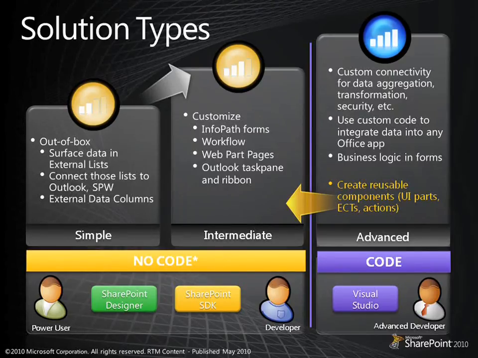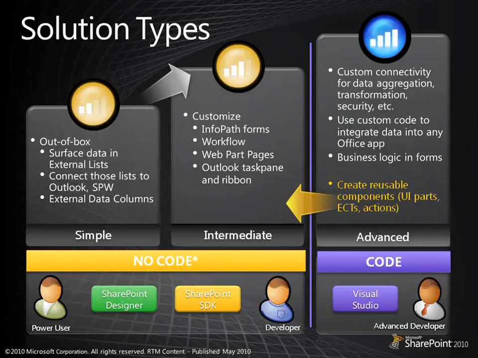As we move into the intermediate space, we expect to see more sophisticated power users and developers get involved to help create more highly customized applications. For example, we expect to see them using InfoPath forms to customize list forms and add declarative rules for validation. We also expect to see workflows which leverage BCS data through external lists or external data columns. Business data web parts and the chart web part can be used to display BCS data within SharePoint.